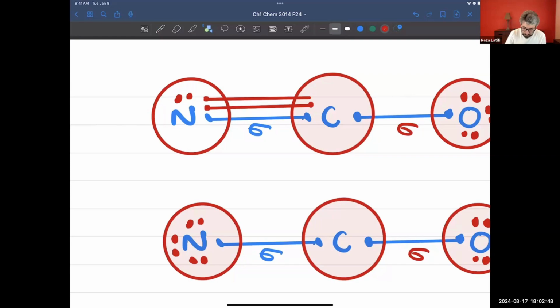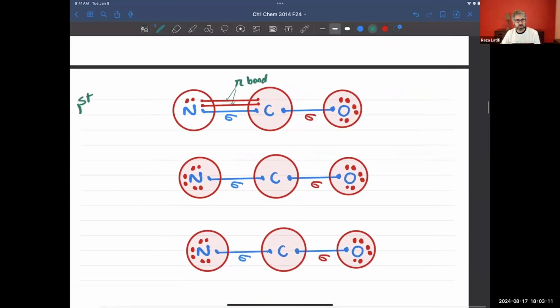Okay. Now, I got the triple bond. The second and third bond, we call them pi bonds. Those are pi bonds. You can repeat this one with oxygen.